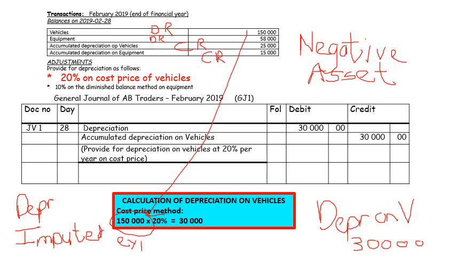Because it is an expense, you will debit depreciation. So in your general journal, depreciation will be debited 30,000 and accumulated depreciation on vehicles, which is a negative asset, and the depreciation are actually increasing the total depreciation, will be credited. Don't forget, you need to have a journal narration, and the narration explains what you've done. You've provided for depreciation on vehicles at 20% per year on the cost price.